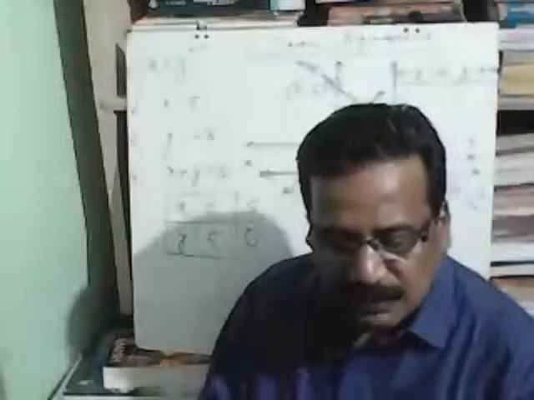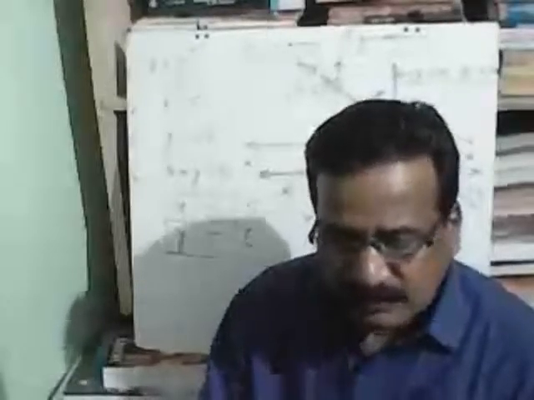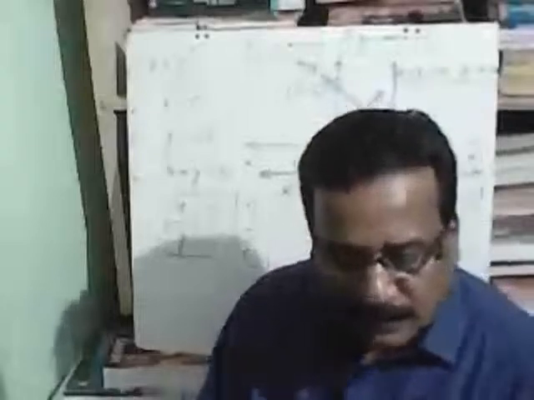x minus 2y equal to 0 and 3x plus 4y equal to 20 are the equations now. Then how can you draw the graph? Two equations. Now you draw roughly the graph of these two equations. First equation is x minus 2y equal to 0.